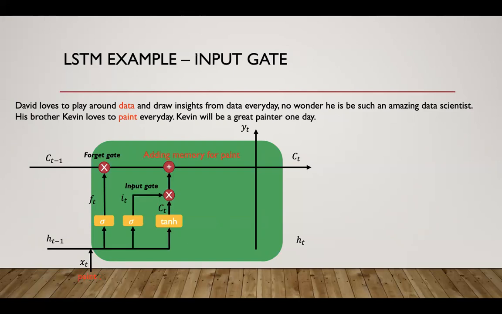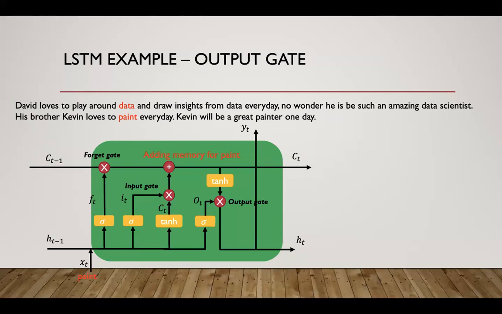So not only do we forget the previous memory, we also have to update the input, and we'll use the sigmoid and tanh functions. For the tanh function, we're assigning certain weights to ht-1 and xt, adding the bias term, and then pushing them through the tanh function. Next step, we multiply the output from the input gate and from tanh, and that's how we add the new memory for paint.